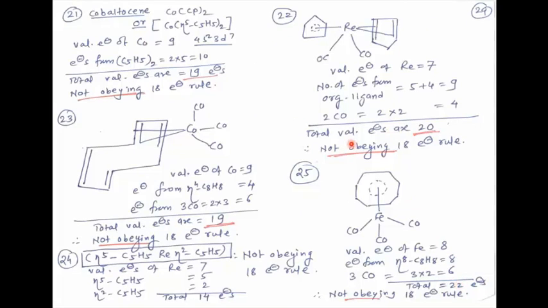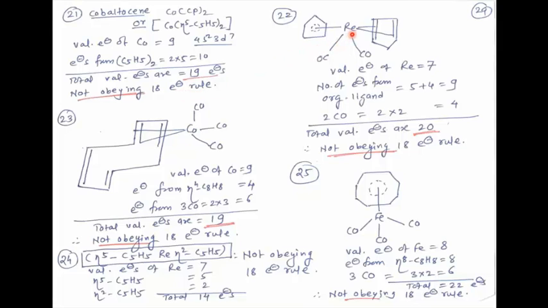Then see the next one, cobaltocene, that means Co(η5-C5H5)2, 2 C5H5 groups are attached to cobalt. The electronic configuration of cobalt is 4s2 3d7, therefore there are 9 electrons from cobalt. From the 2 C5H5 groups, one group donates 5 electrons, therefore 2 into 5, 10, total becomes 19. It is not obeying the 18 electron rule.